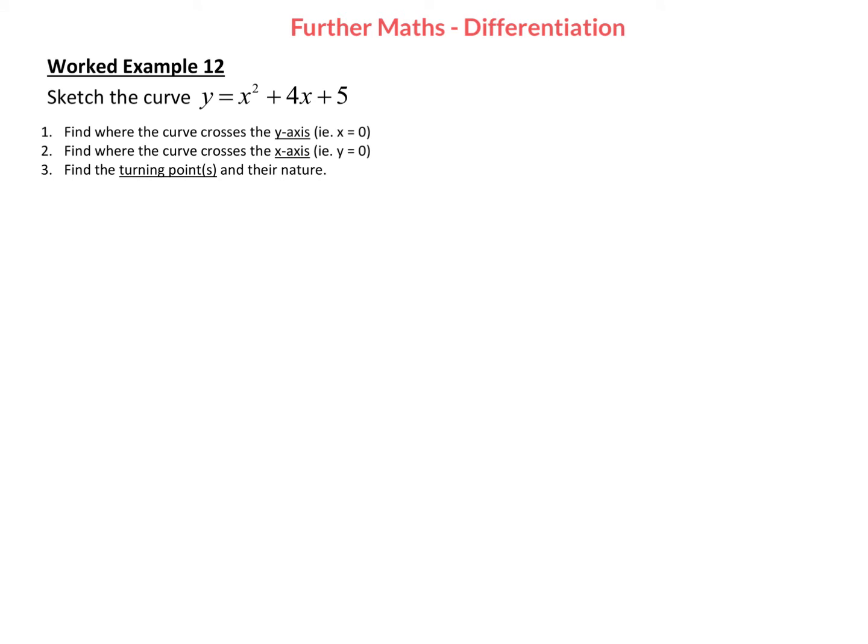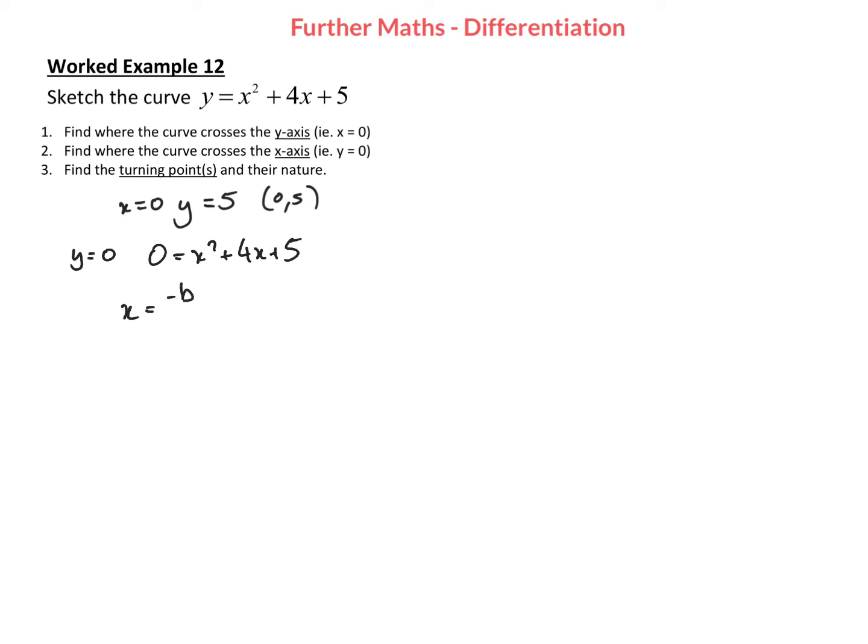Second example, something very similar. So where does it cross the y-axis when x equals 0? Well, we can see that y equals 0 plus 0 plus 5, so that y is 5. So that's the point 0, 5. Now when I go to find when y equals 0, we get 0 equals x squared plus 4x plus 5. And I can't factorize that, so what I'm going to use is the quadratic formula.